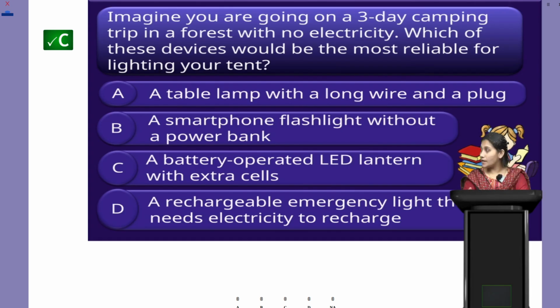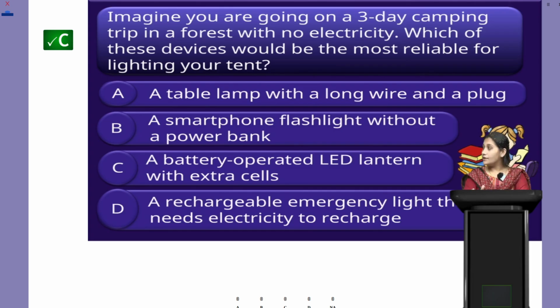And now the third one comes, a battery operated LED lantern with extra cells. You will use the LED lantern which consists of a battery and you have some extra cells also. So this option is correct because you have the battery. In the battery the electrical energy is stored. So using this you can light up the lamp, and you have extra cells because if the battery gets finished, you can use those extra cells.